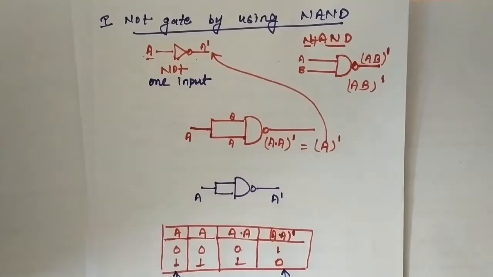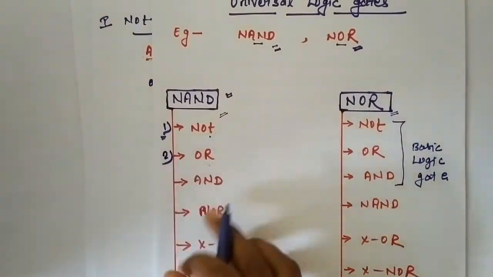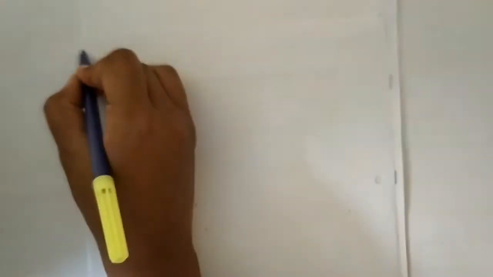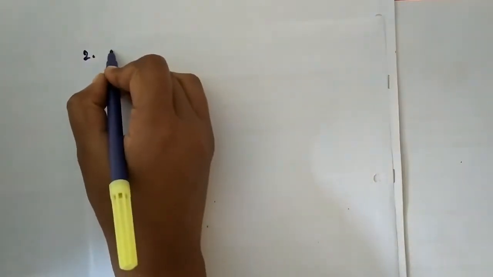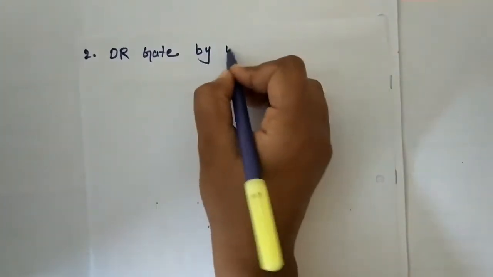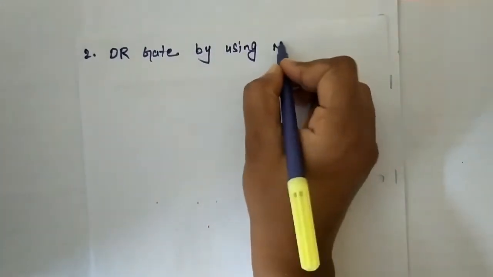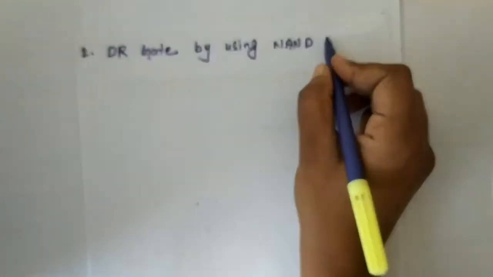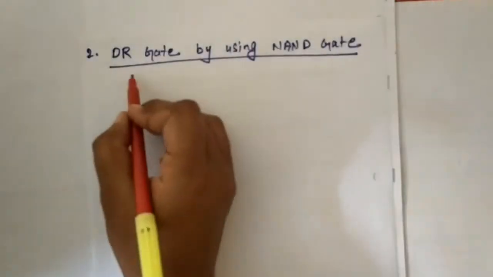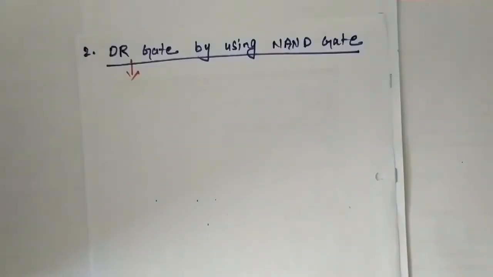So let's move to the second point. What is our second point? The second point is conversion of NAND gate into an OR gate. So let's see how we can convert the NAND gate into an OR gate. The second one is OR gate by using NAND gate. So what is the logic diagram of the OR gate?